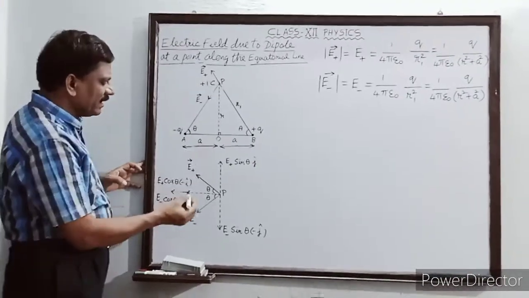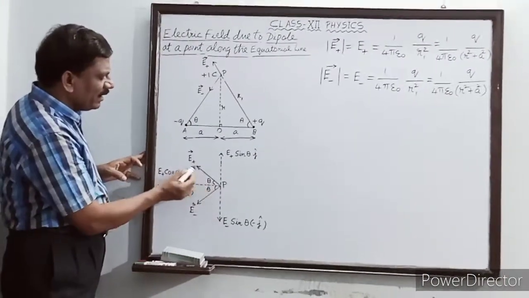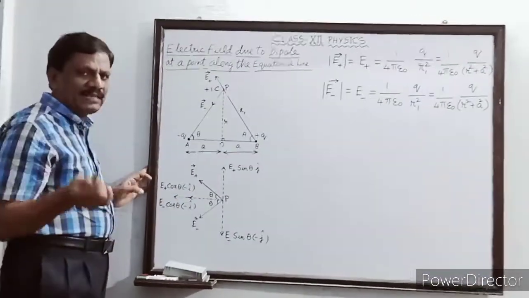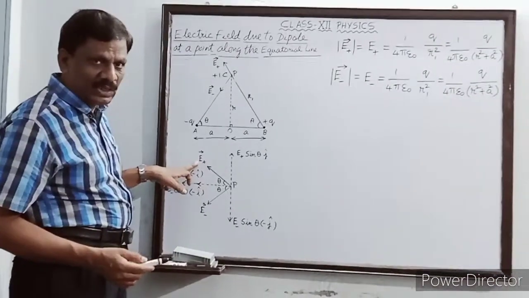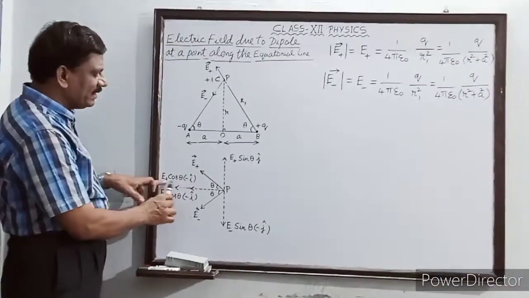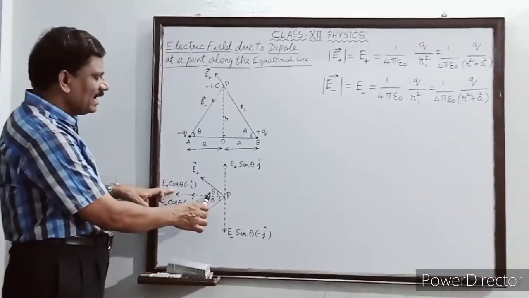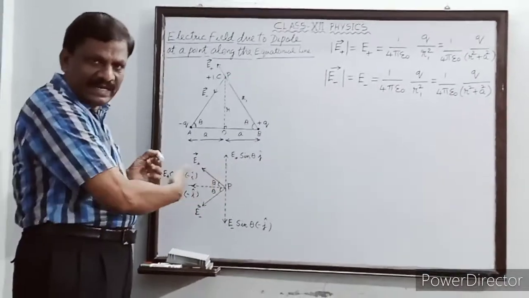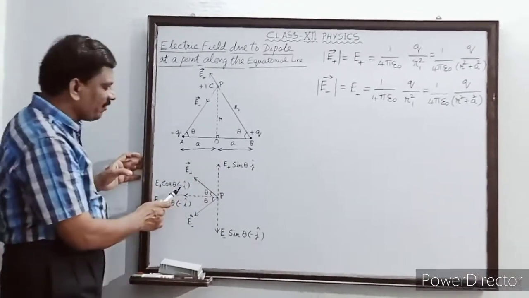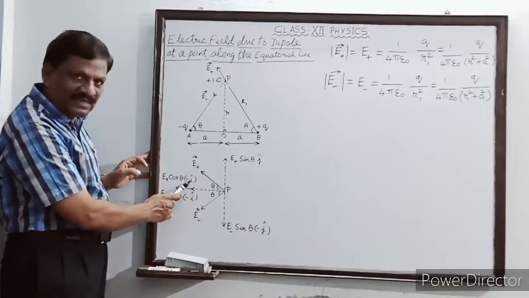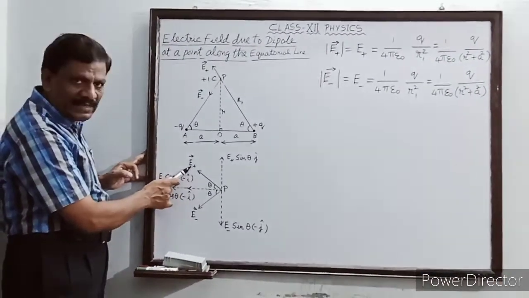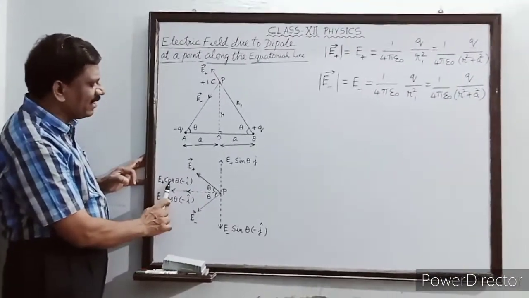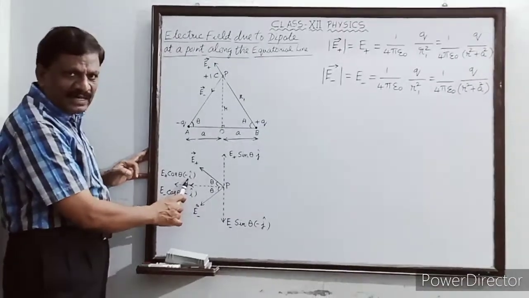Now you see that if this angle is theta, E plus is making an angle theta with the horizontal. So what should the horizontal component of E plus be equal to? That is equal to E plus into cos of this angle theta. And since it is acting opposite to the x-axis, that is along the negative x direction, the unit vector of negative x direction is minus i cap. Is it not? So I have resolved E plus vector along the negative x-axis, and that is equal to E plus cos theta into minus i cap.